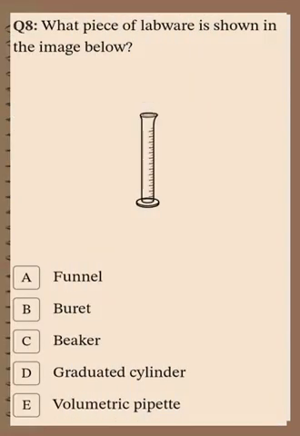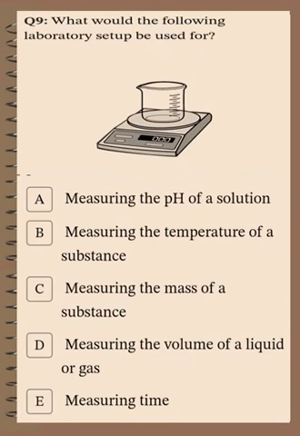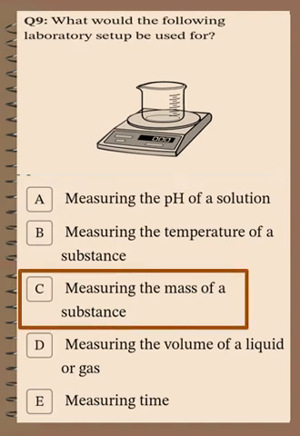Question number 8, which piece of labware is shown in the image below? I think it's easy, we took it in the 4th primary, the graduated cylinder. Question number 9, what would the following laboratory setup be used for? We have a digital balance, and we put a glass beaker above it to measure its mass, measuring the mass of a substance.